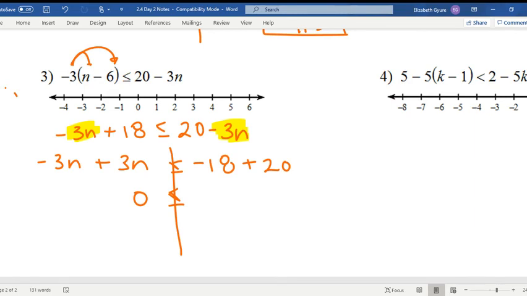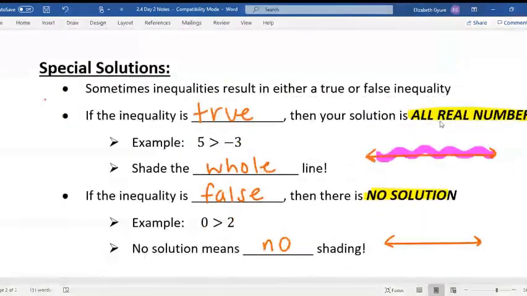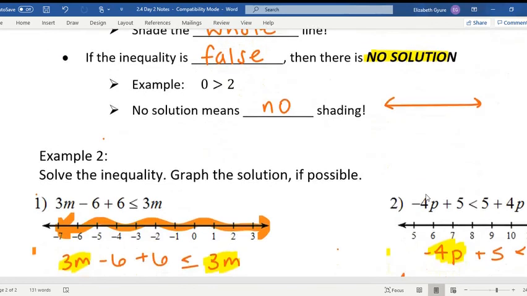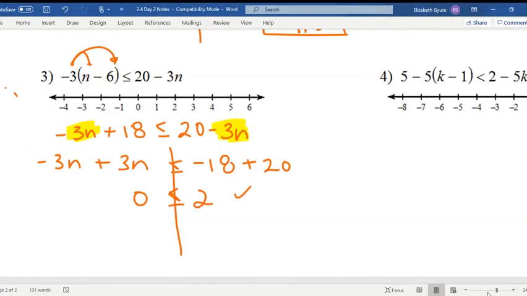That is 2. So now we got to decide, is this true or false? Is 0 less than or equal to 2? Yes, this is a true statement. So let's look up above. If it's true, do we say all real numbers or no solution? Yes, we say all real numbers.